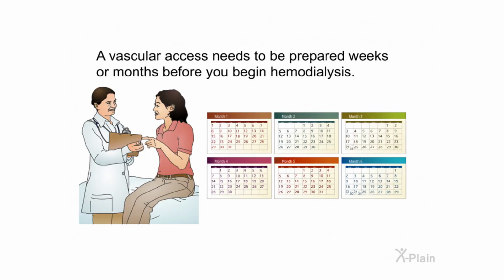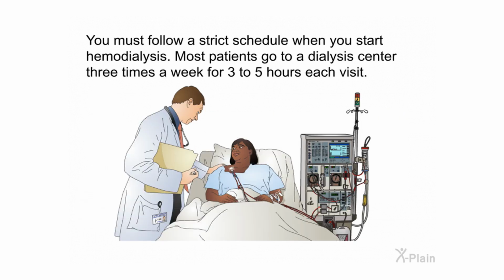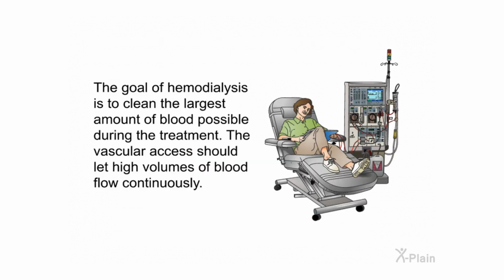A vascular access needs to be prepared weeks or months before you begin hemodialysis. You must follow a strict schedule when you start hemodialysis. Most patients go to a dialysis center 3 times a week for 3 to 5 hours each visit. The goal of hemodialysis is to clean the largest amount of blood possible during the treatment. The vascular access should let high volumes of blood flow continuously.